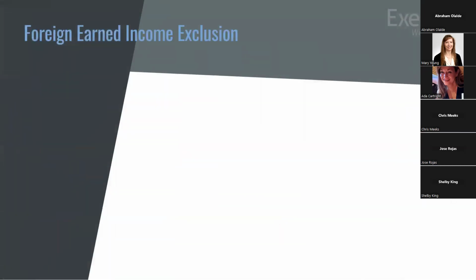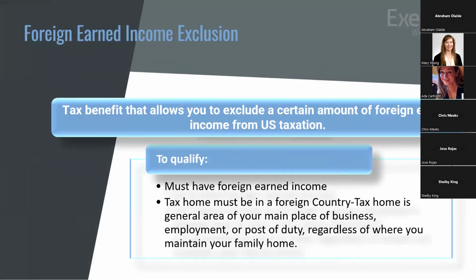So what is the foreign earned income exclusion? This is a tax benefit that allows a US citizen or a resident alien to exclude some income from tax. To qualify, you need foreign earned income, and I'm going to go over in the next slide what is earned versus unearned, and your tax home must be in a foreign country.